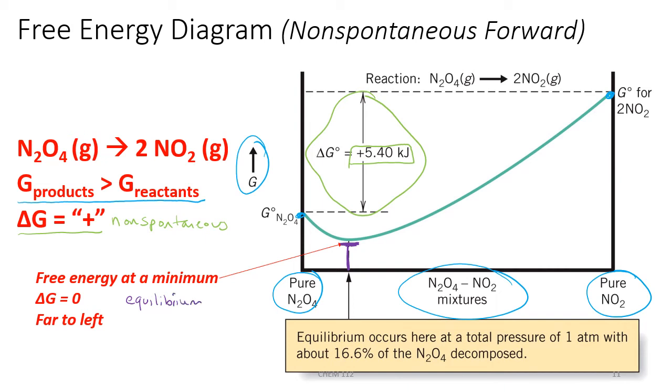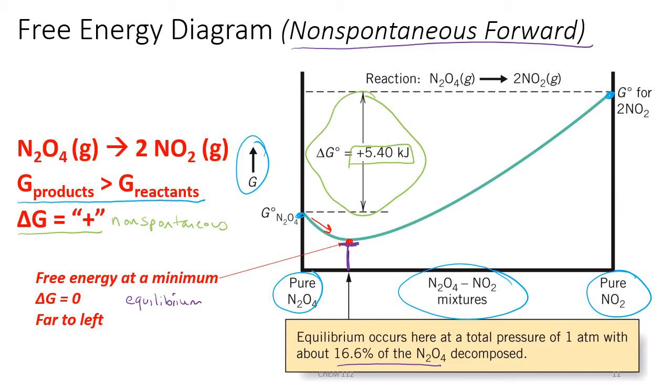So essentially, since it doesn't progress very far, we say that it's non-spontaneous as written, since very little product has actually been produced. Equilibrium occurs when the pressure is 1 atmosphere with only 16% of the N2O4 decomposed. So starting from our pure N2O4, we could move a little bit forward down the hill to reach that energy minimum, but we didn't move very far before we reached equilibrium.